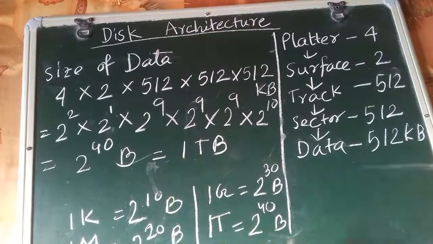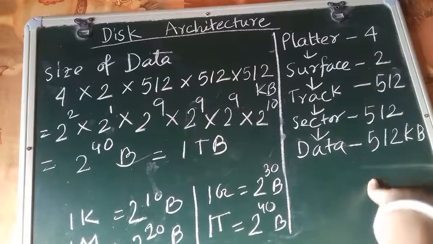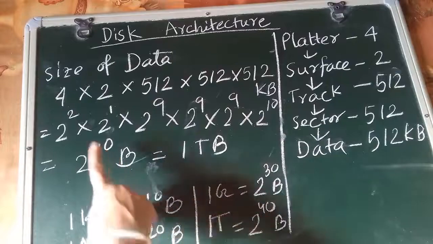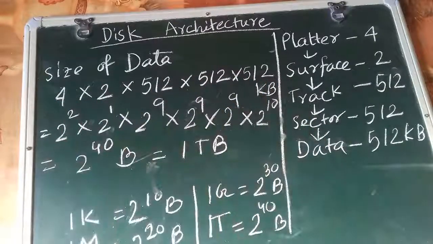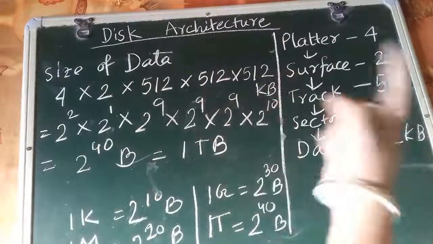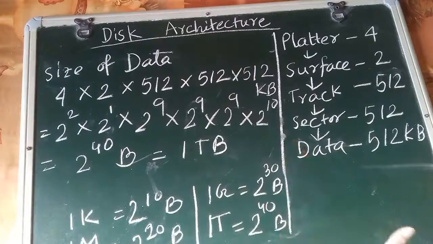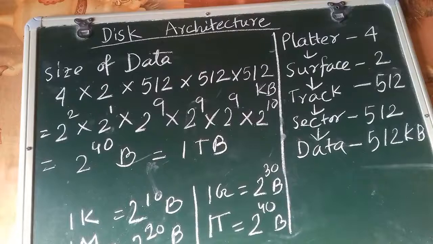One more question will be asked. So hope it is clear: platter, surface, then track, then sector and data, all the values will be given. The size of data is nothing but the multiplication of all, and while multiplying we should take all the values in 2 to the power x format. The value will always be given in such a way that we can express it in terms of 2 to the power, so there is no confusion. They will not give us a value of 513 or 514, which cannot be expressed in terms of 2 to the power x.